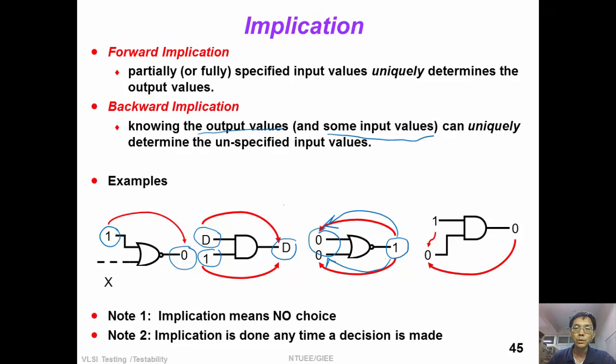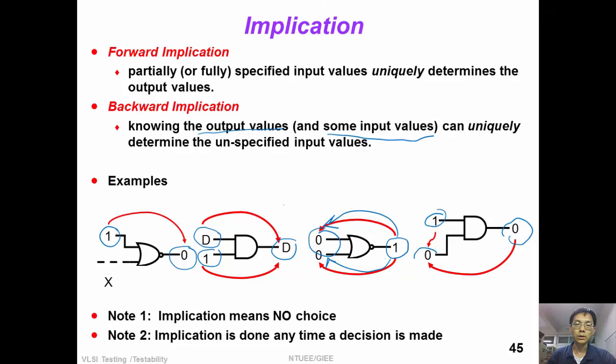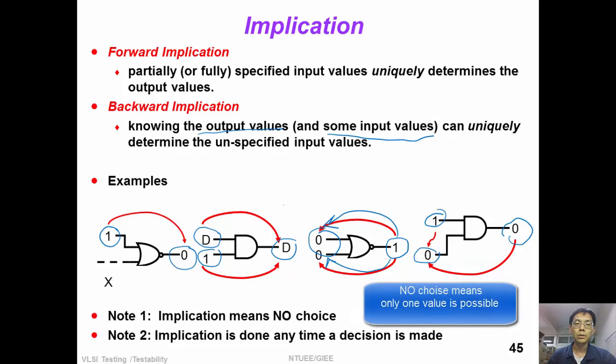Also, suppose that we already have one input of an AND gate 1. The other input of an AND gate is 0. Then we can uniquely determine that the other input of this AND gate must be 0. This is also called a backward implication. Please note that implication means no choices.